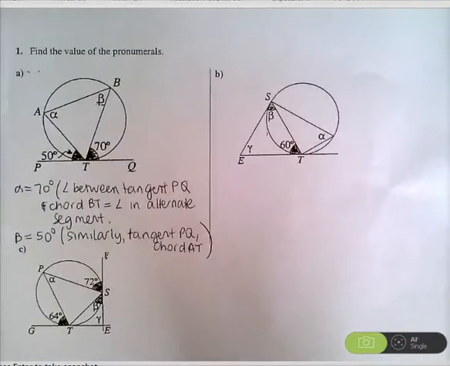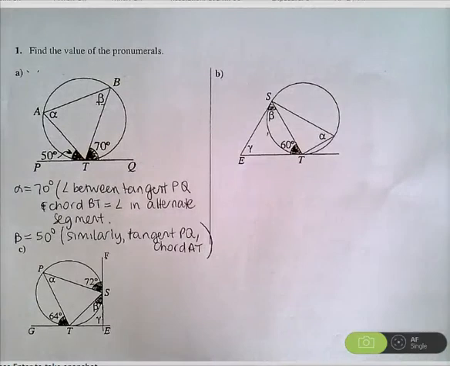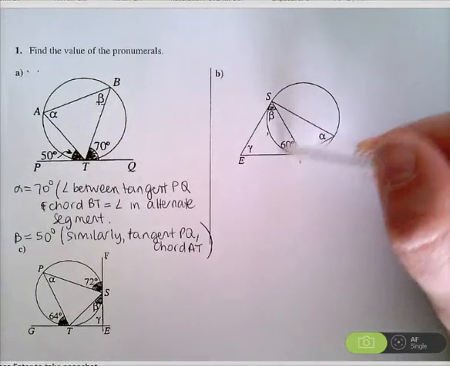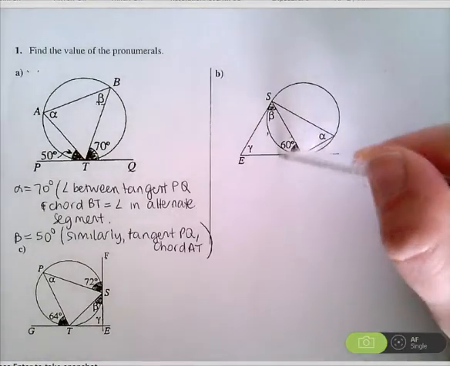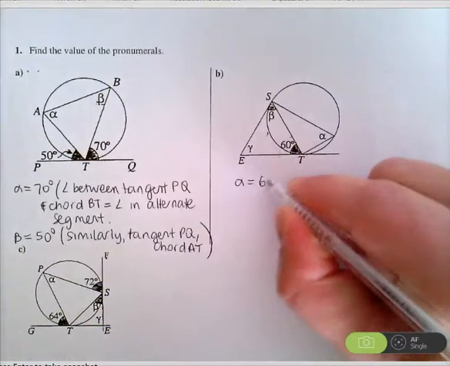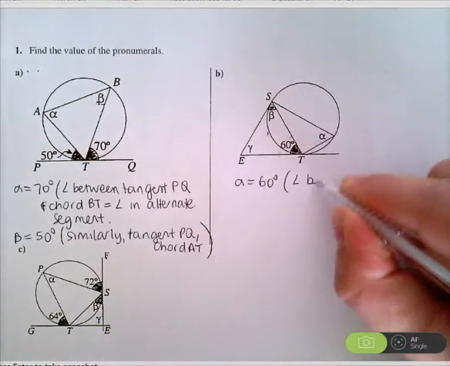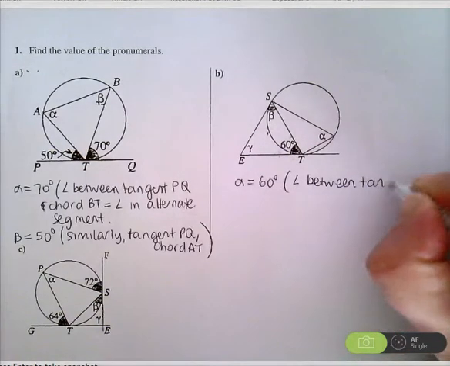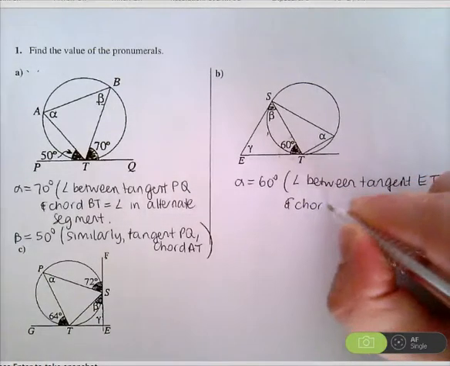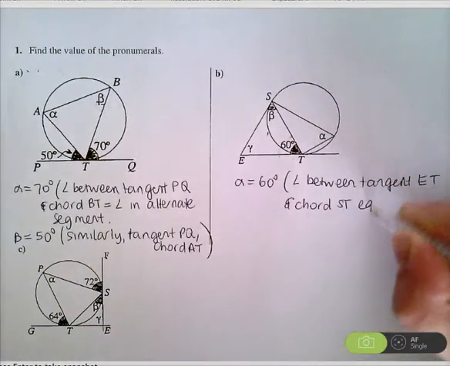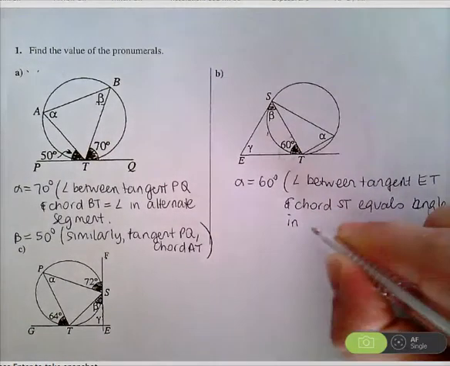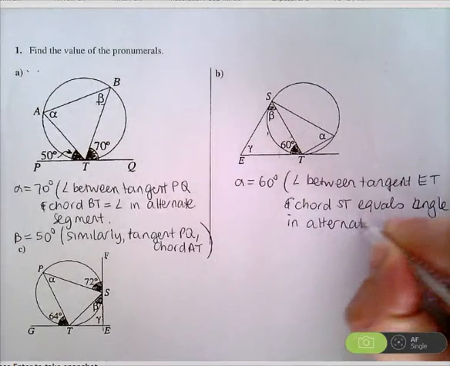Okay, have to find the value of the pronumerals again. We can see that ET is a tangent and ST is a chord, so the angle between that tangent and that chord equals this angle alpha in the alternate segment. So alpha equals 60 degrees. Reason, the angle between your tangent ET and your chord ST equals your angle in alternate segment.